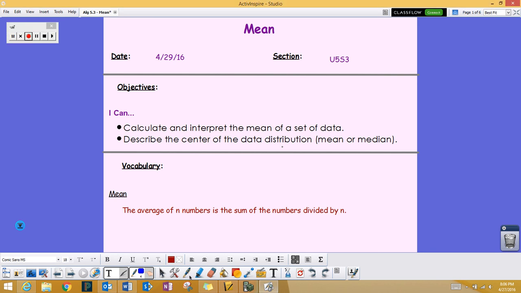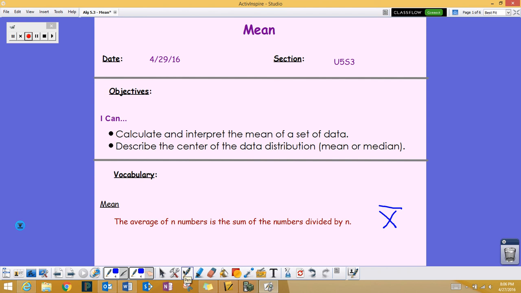When we get to using our graphing calculators, especially when we're looking at mean for our project that will be coming at the end of this unit, we're going to see that mean is represented by what we call x bar. This symbol here, x with a bar over top, is called x bar, and that's what it's going to look like when you start using your graphing calculators.